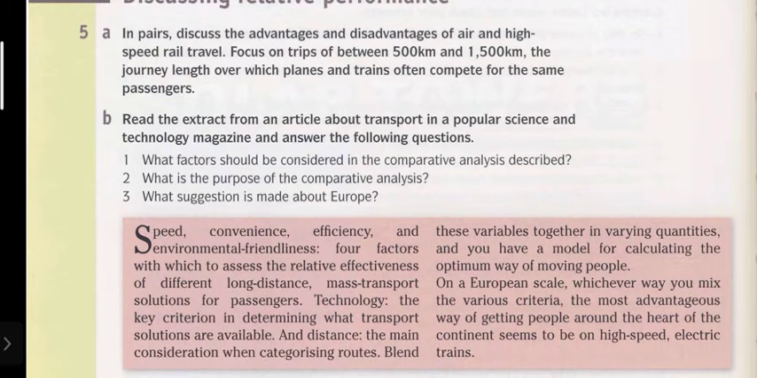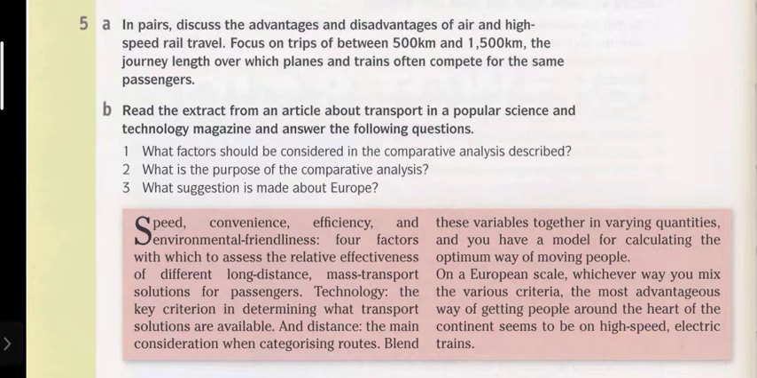Okay, now 5B. Read the extract from an article about transport in a popular science and technology magazine and answer the following questions. We are going to read the questions first because you're the ones who are going to answer. انتوا اللي هتجاوبوا. فاحنا هنقرأ الأسئلة الأول. Number 1. What factors should be considered in the comparative analysis described? Comparative analysis معناها تحليل مقارن. Because here in this article they compare between trains and planes. بيقارنوا بين القطر والطيارة ايه الأفضل.